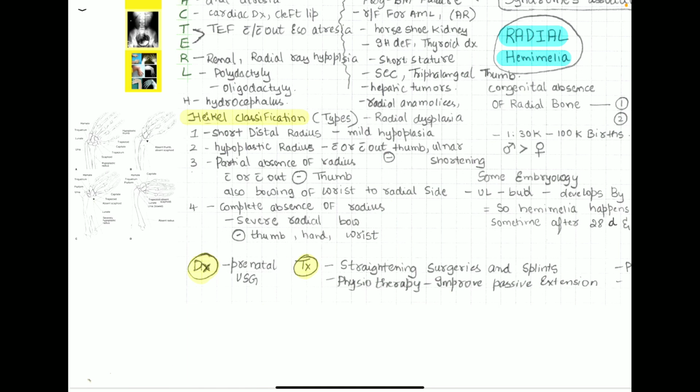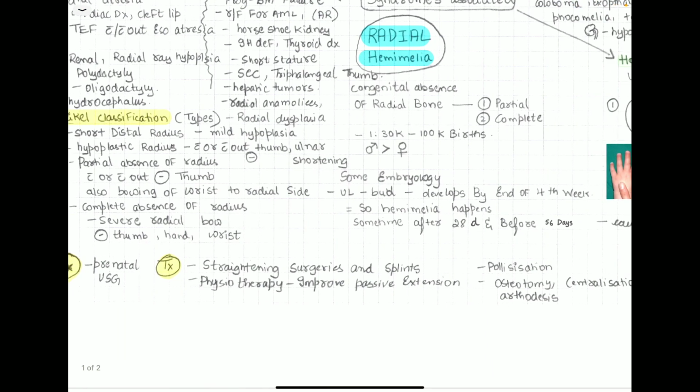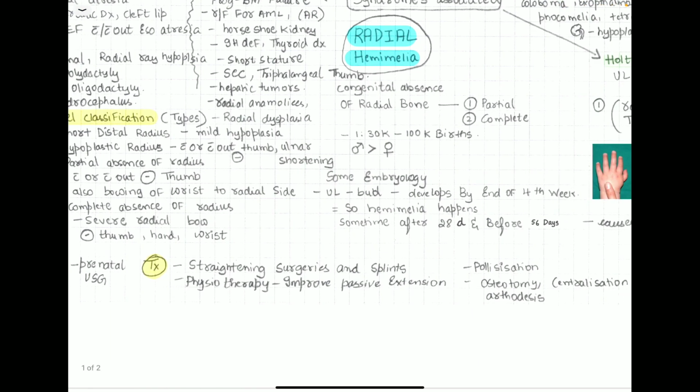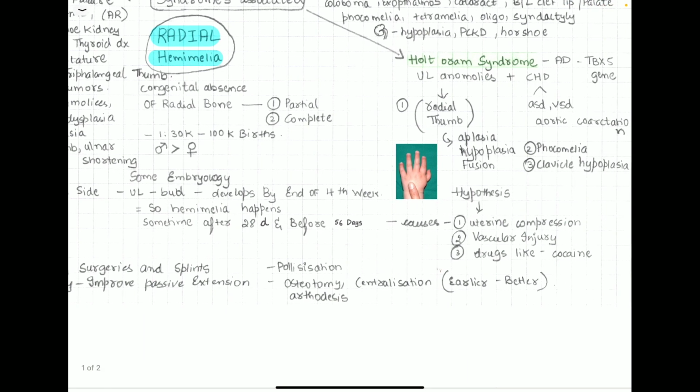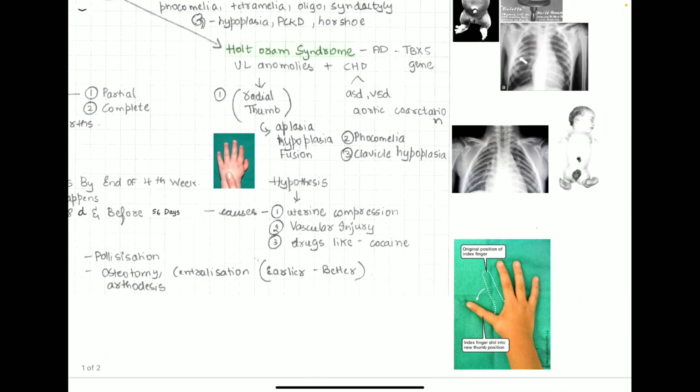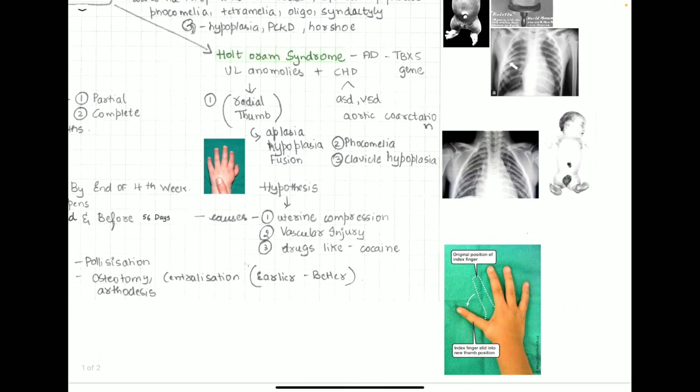Diagnosis of hemimelias is done by prenatal ultrasonography. Treatment includes straightening, surgeries and splints, physiotherapy to improve passive extension, pollicization, osteotomy, arthrodesis and centralization of the remaining bone, which has to be done to maintain the stability of the limb. The earlier the surgery, the better the prognosis. Pollicization is a hand surgery technique where a new thumb is created with the help of an existing finger. Pollicization is an amazing operation that combines surgical skill with brain plasticity.